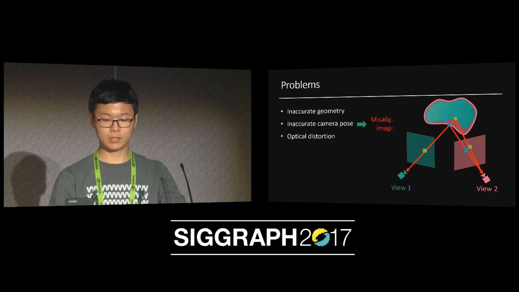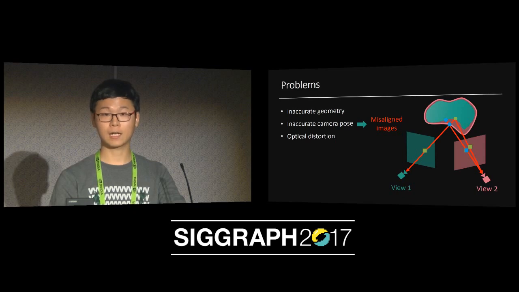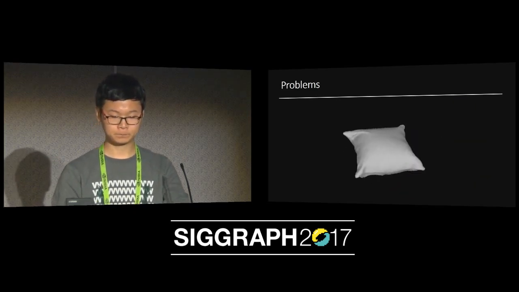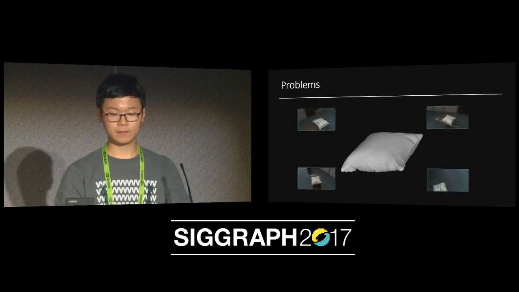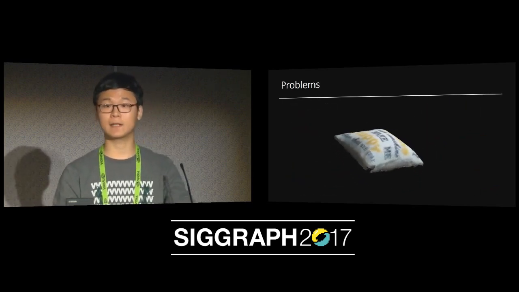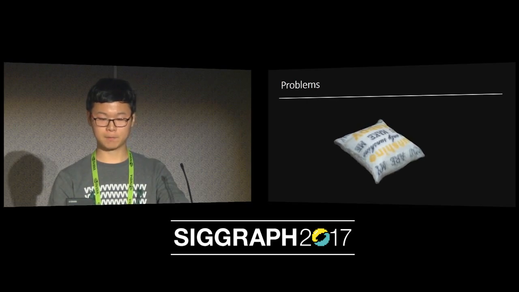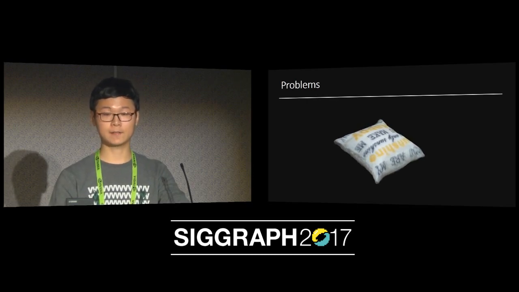Therefore, we know that the input images are misaligned in the case of irregular geometry, camera poses, and optical distortion. As a result, naively projecting and combining the misaligned input images produces blurring and ghosting artifacts, just as the video shows.